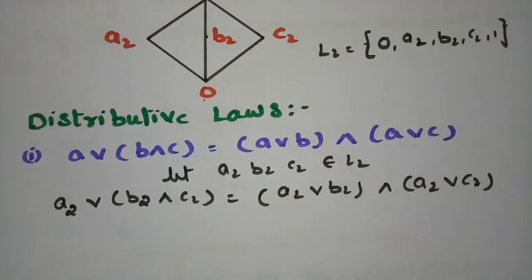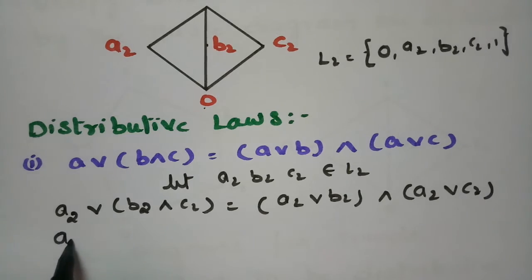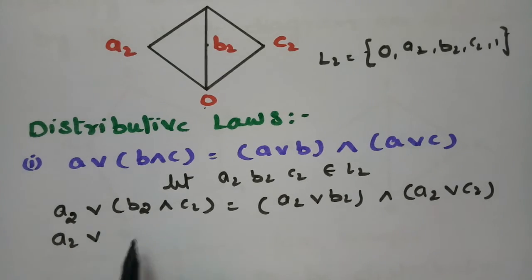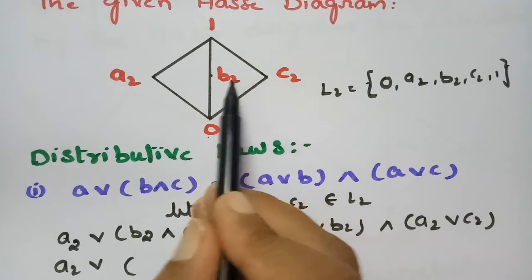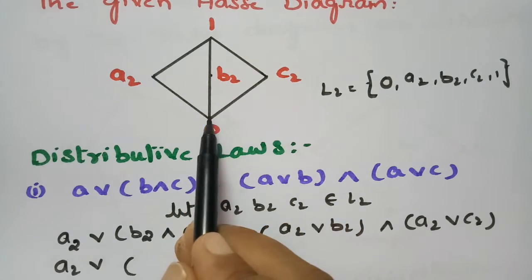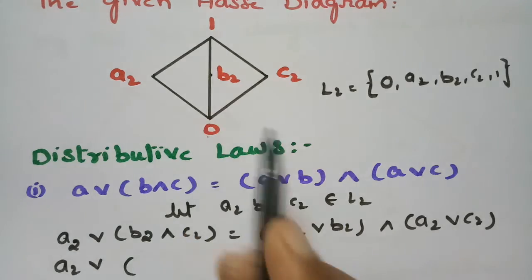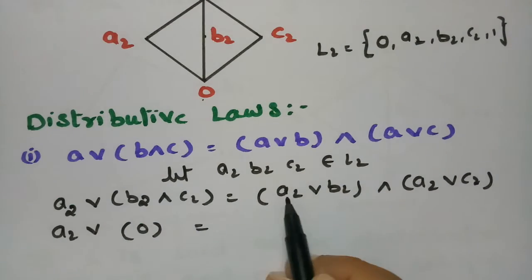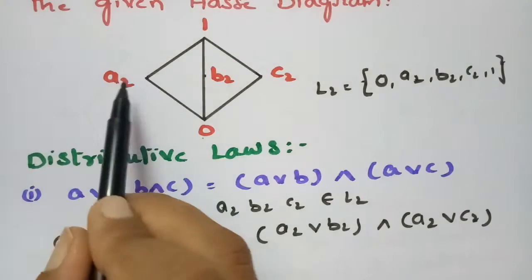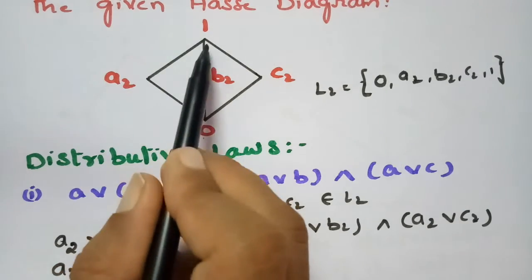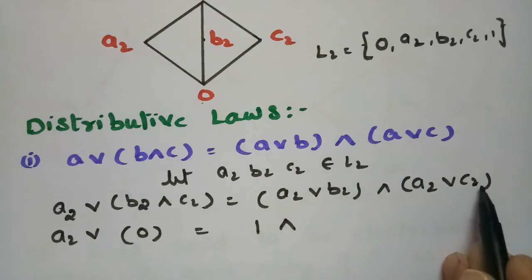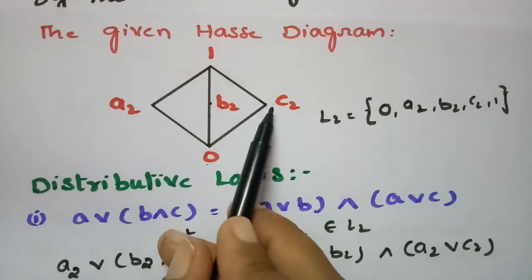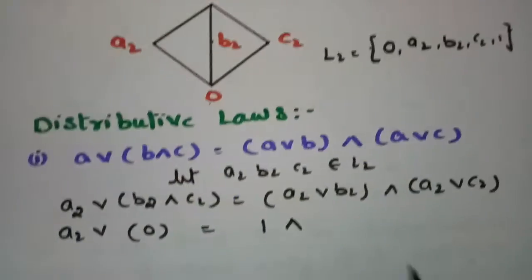And see here, the diagram is very clear according to the Hasse diagram. So we have A2 join (B2 meet C2). So this is B2 meet C2. Meet is nothing but the greatest lower bound among these two, which is 0. So this is 0, and here A2 join B2. Join is nothing but 1. So here 1 meet (A2 join C2). So here they meet at a point 1.